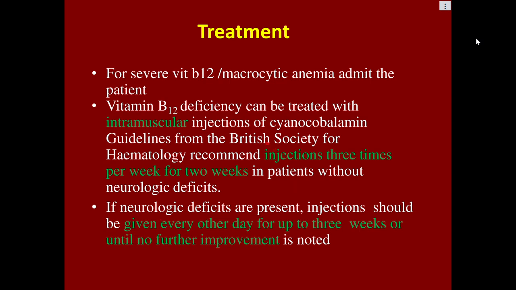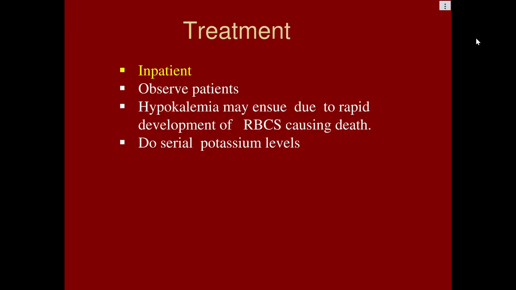Now, the guidelines from the British Society for Hematology. It might be different from what we are practicing here, but what the British Society for Hematology recommends is injections about 3 times per week for 2 weeks in patients without neurological deficit. If a patient has neurological deficits, it should be given every other day, meaning alternate days, for up to 3 weeks or until no further improvement is noted. So it's like you're going to inject this patient until you give up.